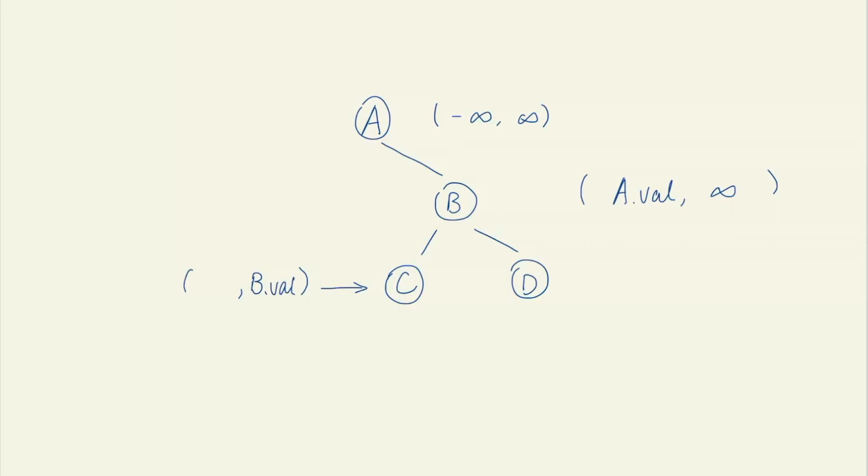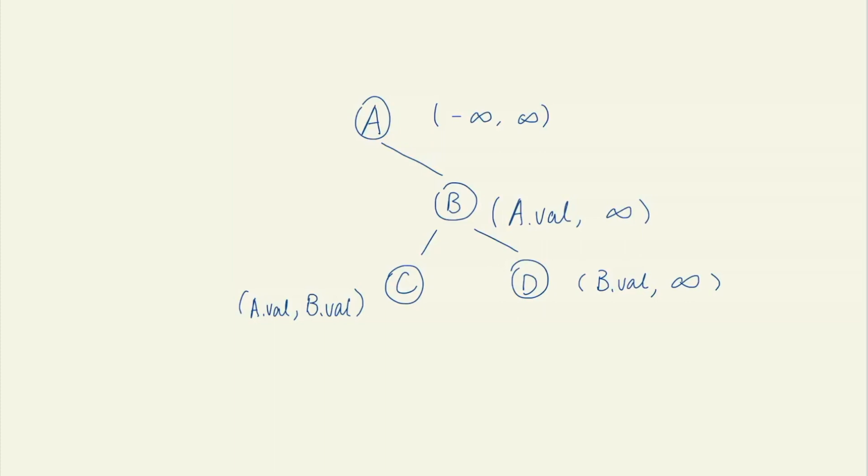And the lower limit of node C carries from the lower limit of node B, which is the value of node A. Now let's move to the right child of node B. Since node D is the right child of node B, we immediately know that the lower boundary of node D is going to be the value of node B. And the upper boundary of node D carries from its parent node, node B. So it's going to be infinity.